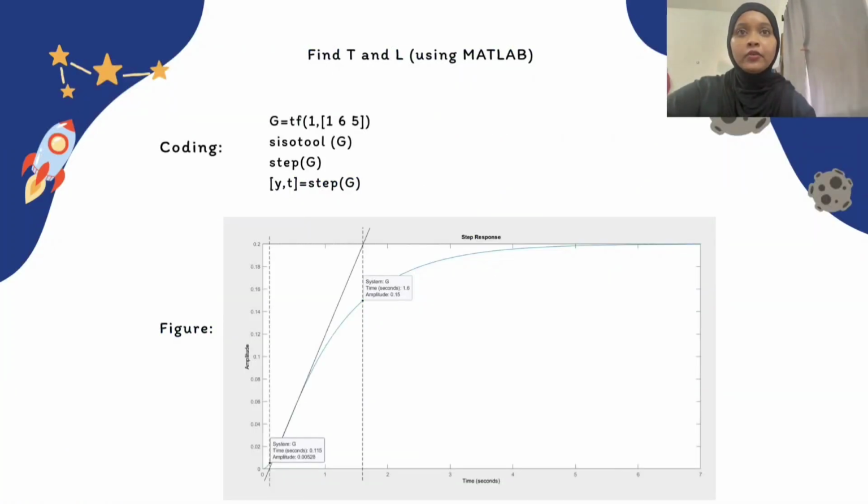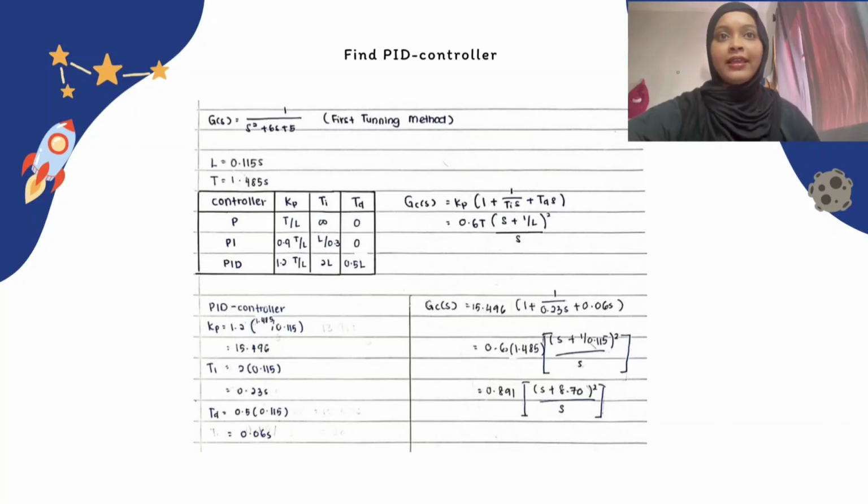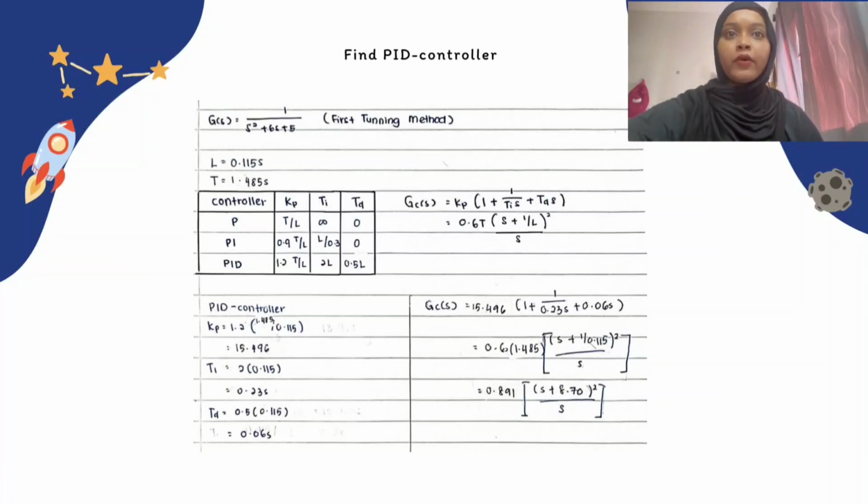First, for question 4A, we need to find the T and L by using MATLAB. After we got the step response graph, we use the tangent line to find the T and L. So we find L is 0.115 and T is 1.485, and we substitute these two values into our PID controller. So KP we got 15.496, TI is 0.23 and TD is 0.06, and then we can substitute into our GC(s). For our MATLAB, GC(s) is 0.9891 (s + 8.7)^2 over s.